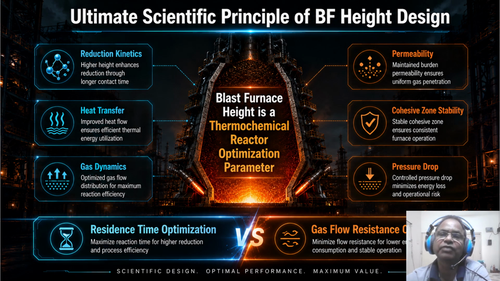At the core of the design philosophy lies one ultimate engineering balance, that is residence time optimization versus gas flow resistance control. If residence time is too low, reduction becomes incomplete. If flow resistance becomes too high, permeability problems and instability begin. So the ideal blast furnace height is the point where chemistry, heat transfer, and fluid flow all operate together in harmony, and that is the real scientific principle behind the modern blast furnace height design.